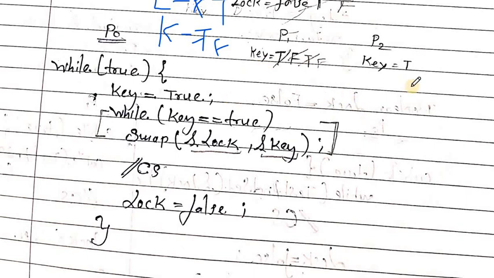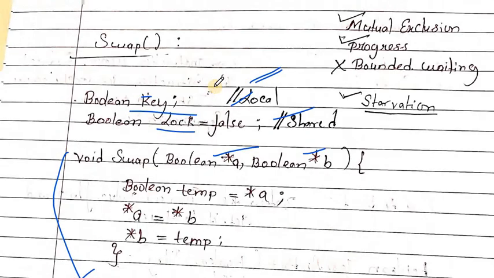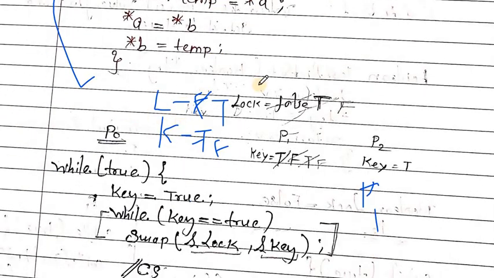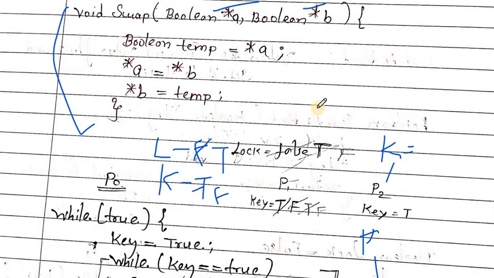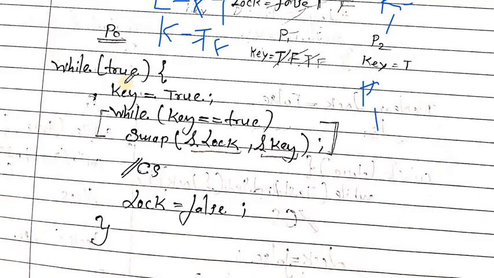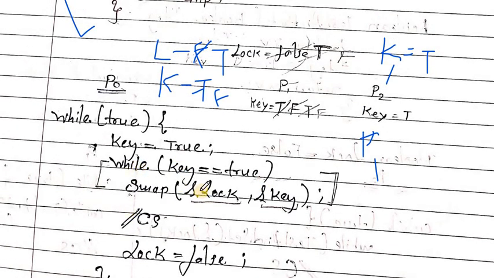Now process P1 comes and tries to execute the critical section. The same code is for process P1. For process P1, the lock variable is the shared variable, and here is the key for process 1. Now process P1 comes, makes its key true, and swaps the values of lock and key.